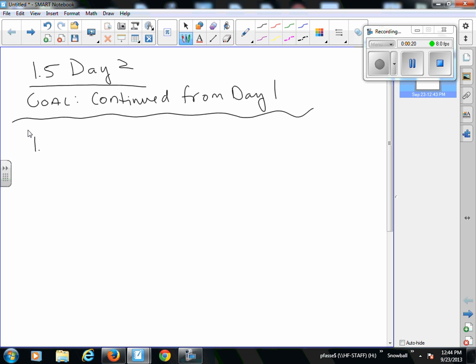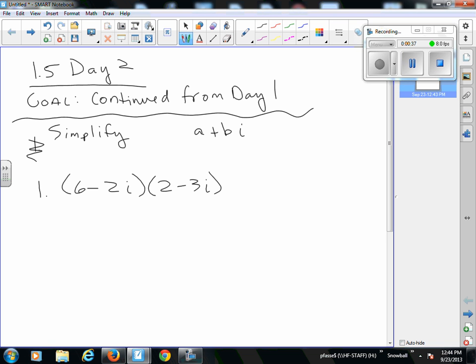First problem is going to be simplify, and again, our answer we want in simplified or standard form of a complex number, which is a plus bi. Number one: we have 6 minus 2i multiplied by 2 minus 3i. So here we're taking the product of two complex numbers. As we know in mathematics, we multiply numbers, and we're also going to multiply complex numbers. So let's see what happens.